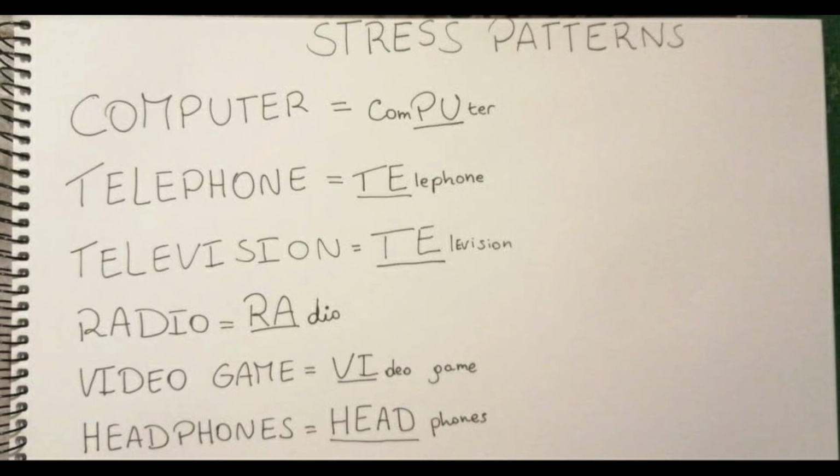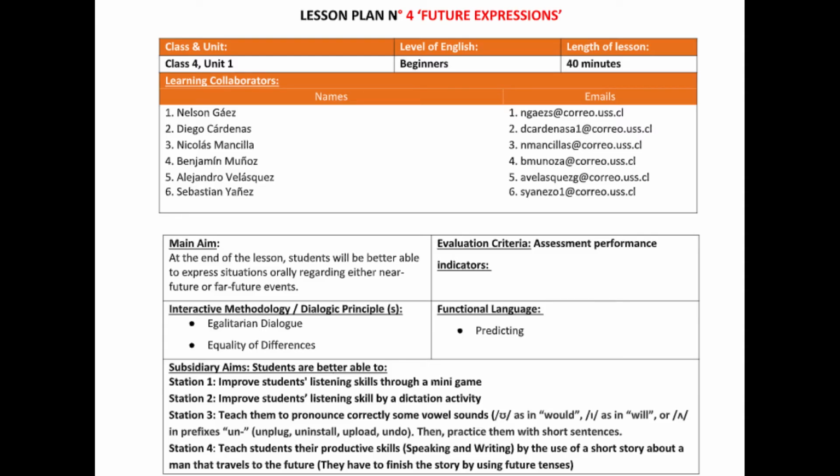For the fourth class, which is about future expressions, the main aim is that students will be better able to express situations orally regarding either near future or far future events. So the functional language is predicting and expressing future events using future simple, and the vocabulary is technology or information technology.